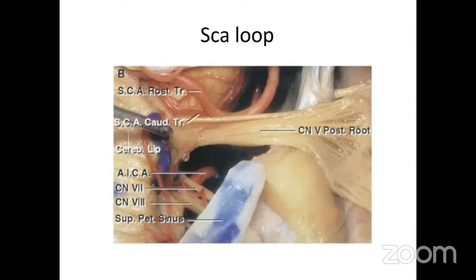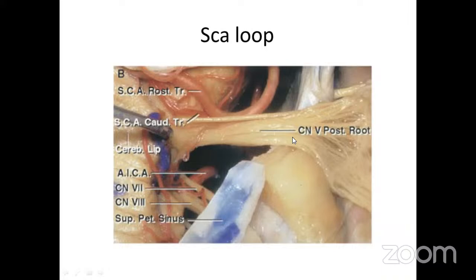Okay, let's go back ahead. So in the retrosigmoid approach, we have to identify the trochlear nerve before opening the arachnoid, because once we open the arachnoid, this nerve totally vanishes because it has small thin fibers. So we just identify this fifth nerve.